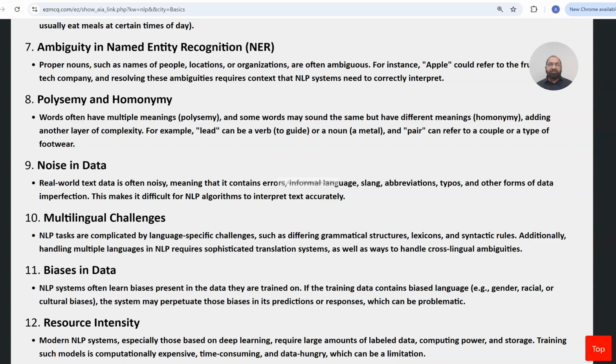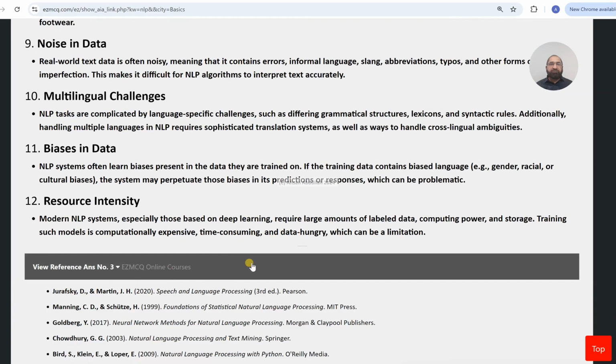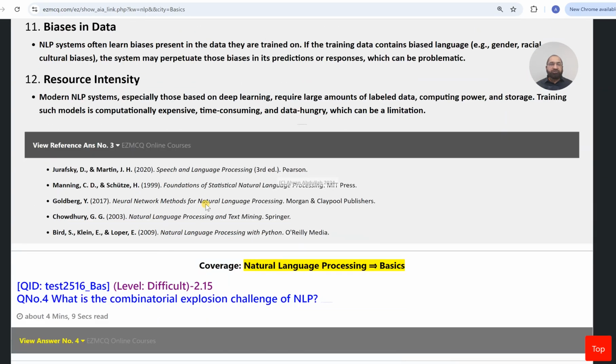So we see that there are many challenges and there are many issues with natural language processing, with multilingual challenges, different lexicons, different syntactic rules across the languages, and there is less commonality. And the biasness in the data itself, biasness based upon gender, race, and culture. So the corresponding results are dependent upon that biasness. And of course, we need a lot of resources. So here are some of the references if you are interested in reading more.